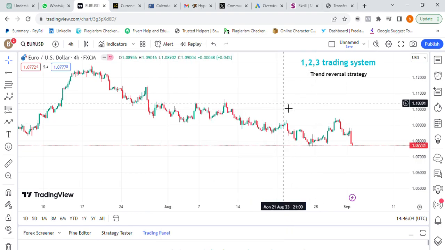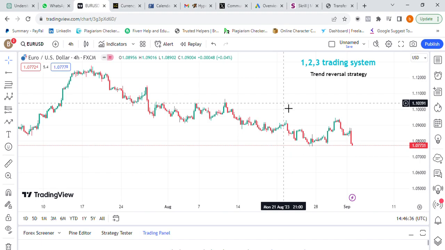What I mean by trend reversal strategy is the market has to be moving in a particular direction, either uptrend or downtrend, and we are hoping to catch the market when it turns from this direction to another direction. So that is how it works.